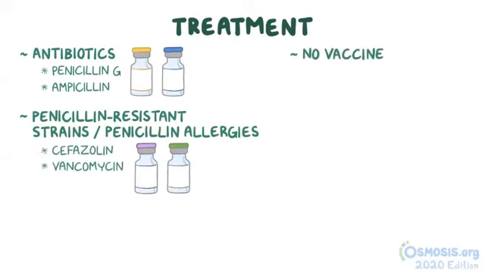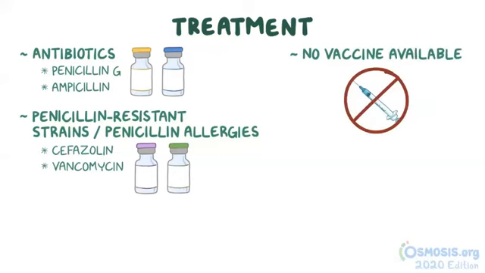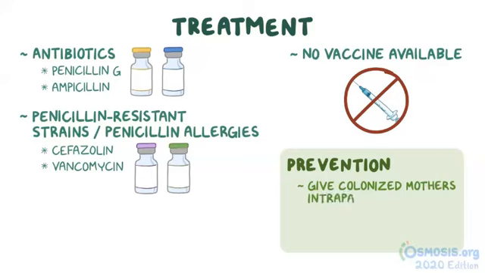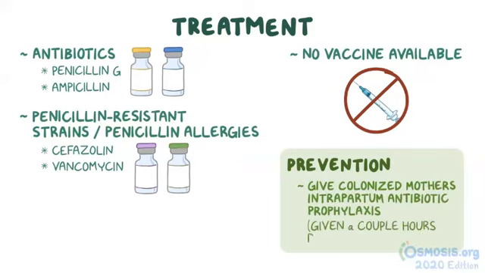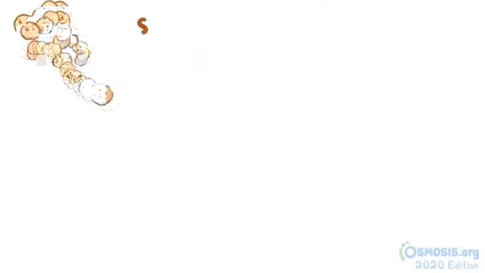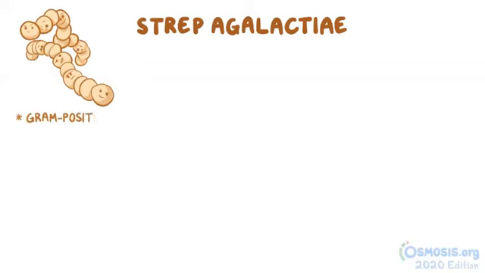No vaccine for strep agalactiae is currently available, so the only way to prevent infections in the newborn is to give colonized mothers intrapartum antibiotic prophylaxis, meaning antibiotics are given a couple of hours before delivery. Alright, as a quick recap. Strep agalactiae is a gram-positive round bacteria that tend to live in chains.